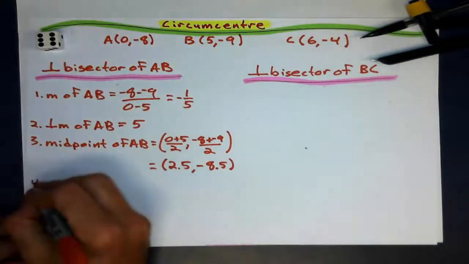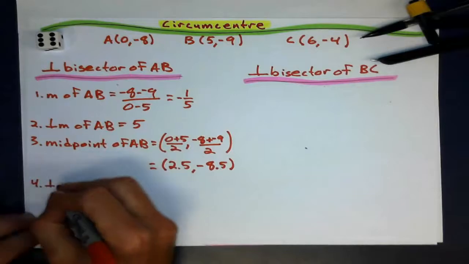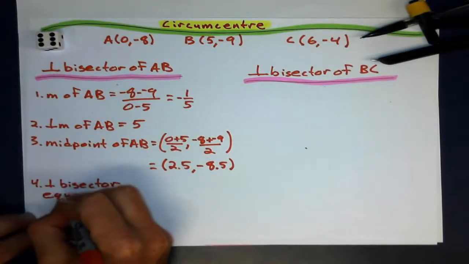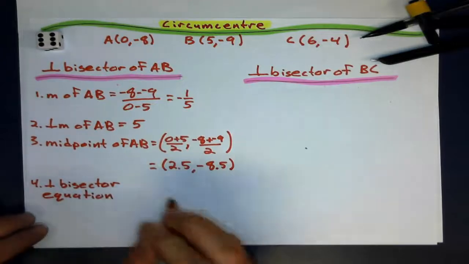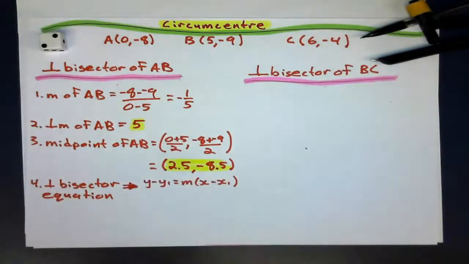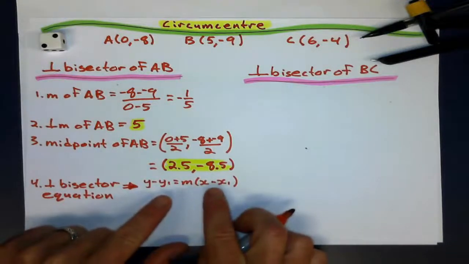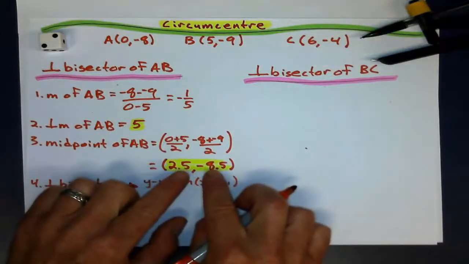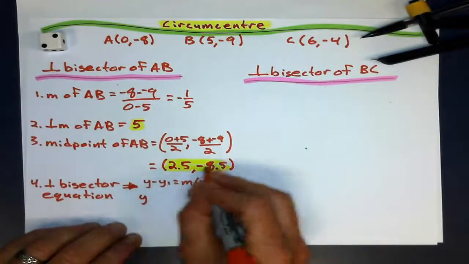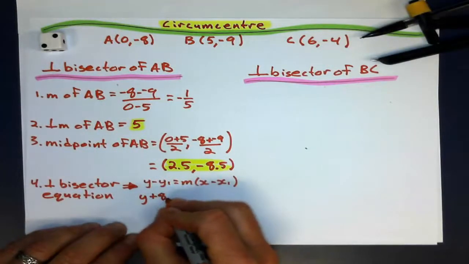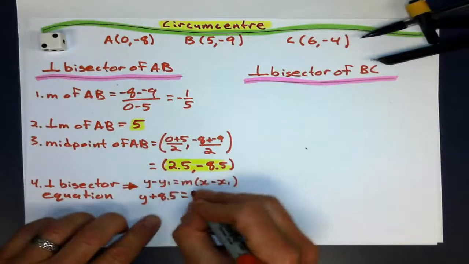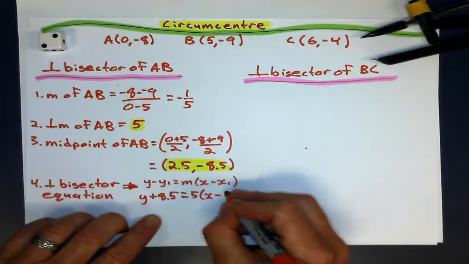Okay, now I think I'm ready to get my perpendicular bisector equation using this gradient and this midpoint. I use the point gradient form of the formula and substitute these values in for x1, y1, and this is our gradient. So y minus y1 is y plus 8.5, because minus a negative is a plus, equals my gradient 5, x minus x1, 2.5.